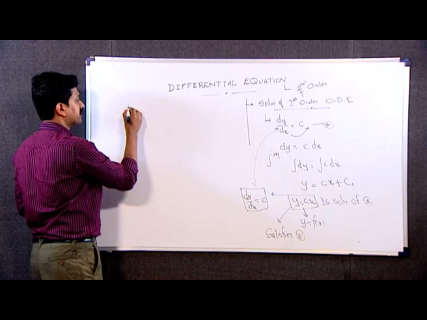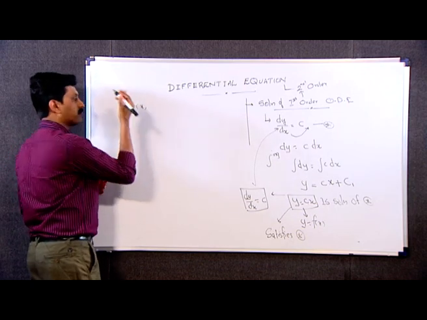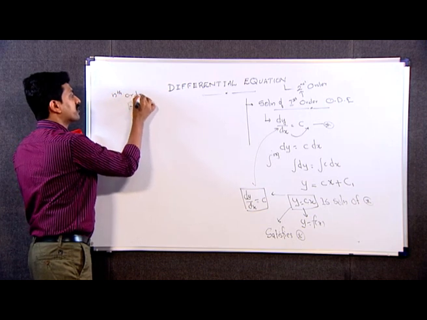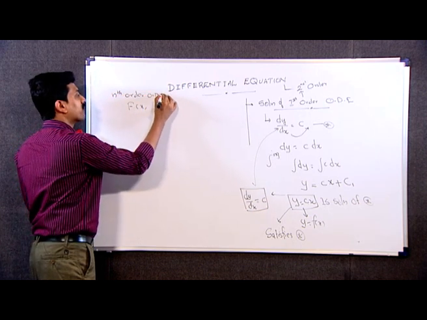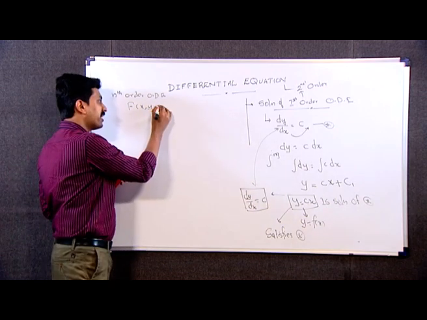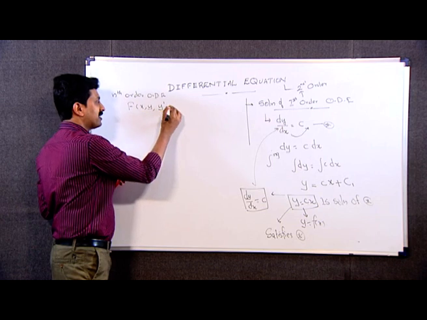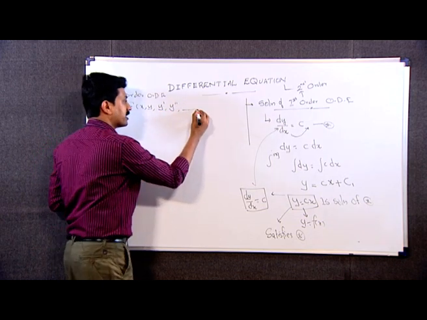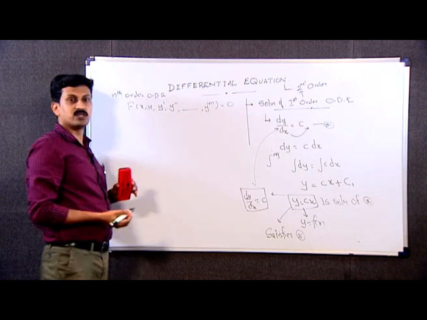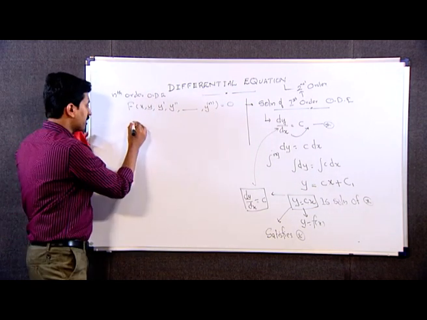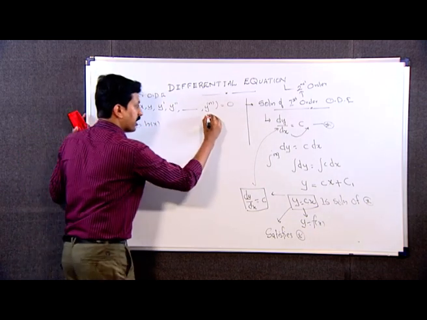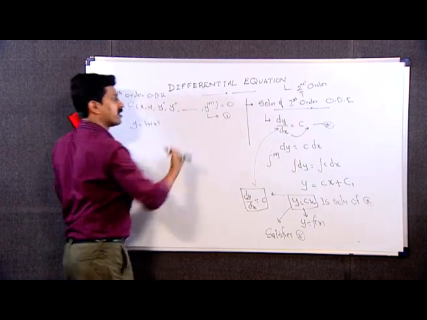I am rewriting the general pattern of an nth order ODE. What about an nth order ODE? The nth order ODE is an expression which involves x, y, y dash, y double dash, etc., up to the nth derivative of y, that is equal to 0. For a function y equal to h of x, I write this as equation number 1.